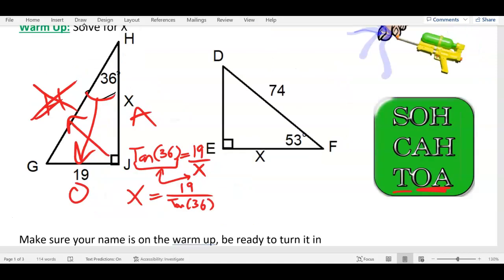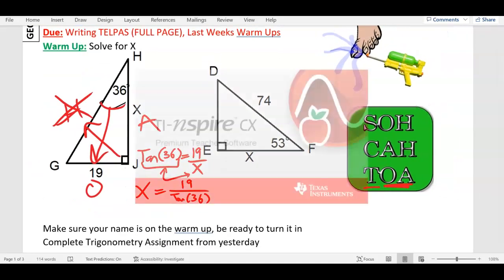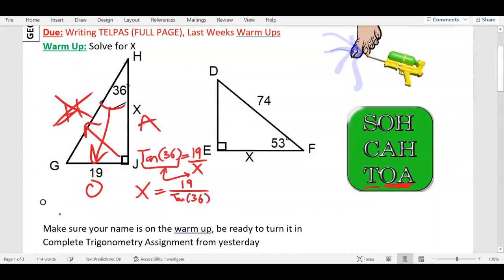Okay, so could you type that into your calculator? So we're going to type that in. 19, you can hit control divide, and then hit tan 36.